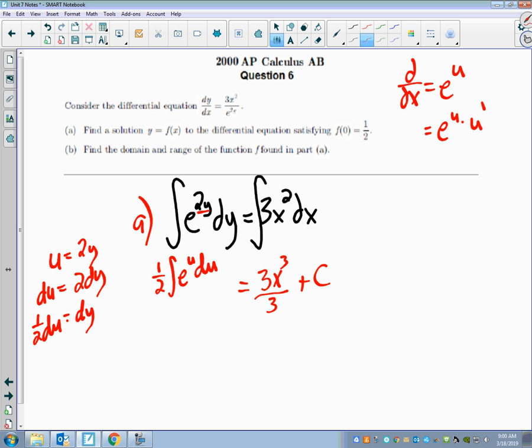Is that equal to the 3x? Yeah. And so this would be 1/2, and the antiderivative of e to the u is e to the u, but I'm going to go ahead and write it as e to the 2u on this side.